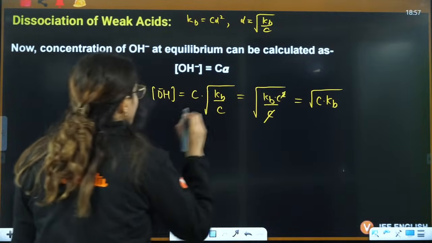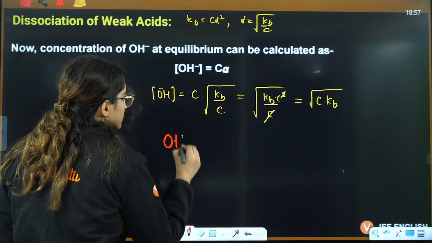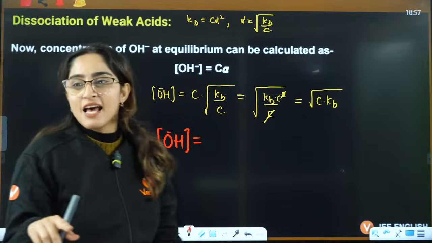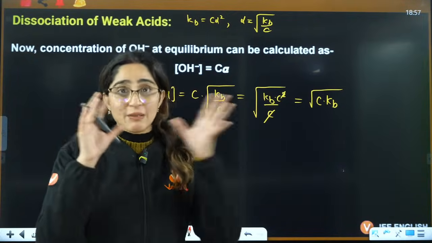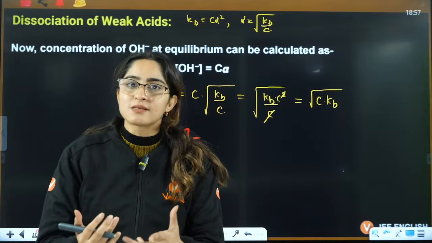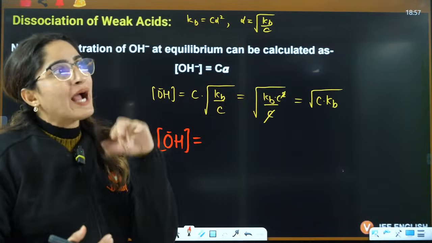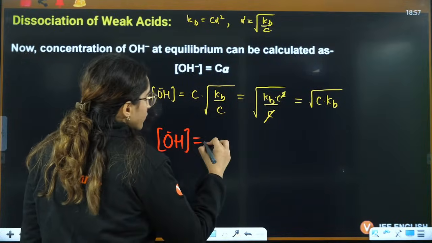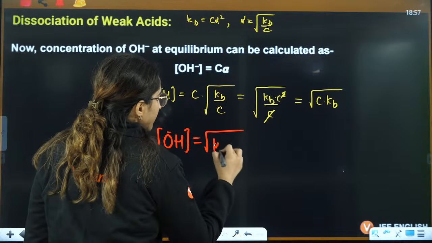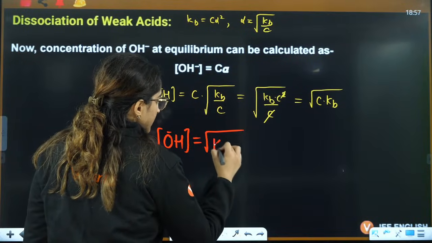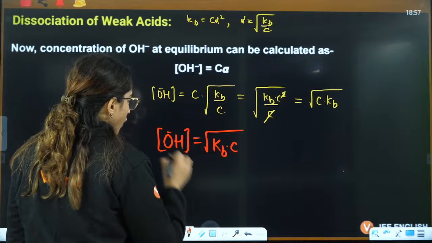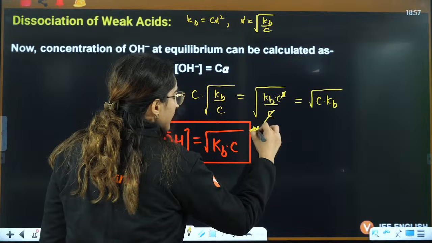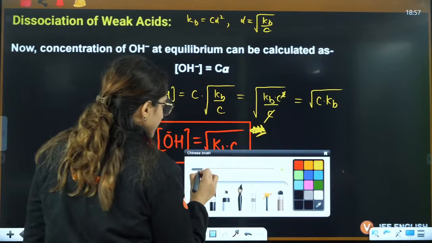So that is the interesting part of ionic equilibrium, that the formulas are so similar that we end up making mistakes, right? That's why to understand why it is this, why it is this, that is very important, right? So OH negative is equal to under root of Kb into C. That is another formula that you must remember, right, everybody?